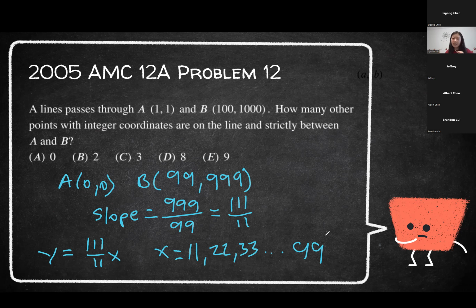If we plug in 99, though, we'll get 999. And again, it says strictly between A and B, so we can't have 99 because that'll give us point B. So we exclude that, and so we have 11 all the way up to 88, which is 8 values, so our answer is D. In this case, it was just important for this problem to transform the line.